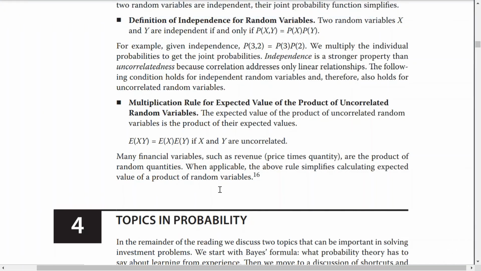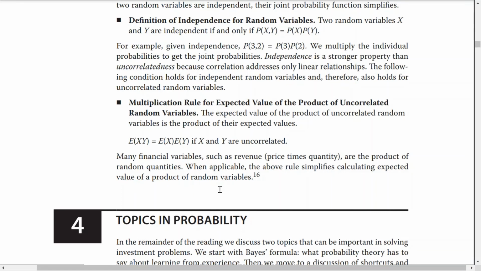Many financial variables are correlated. An example of correlated variables would be Amazon stock and the S&P 500. So if the S&P 500 increases by 10%, what is the probability that Amazon also increases by 10%? So this is a correlation, because Amazon stock contributes to the S&P 500 index.